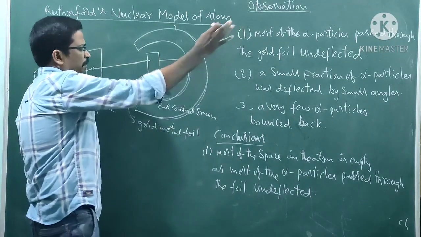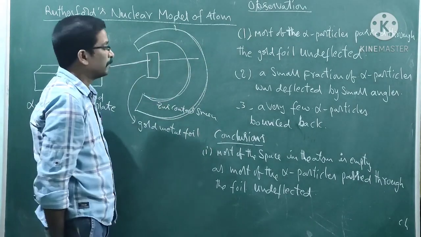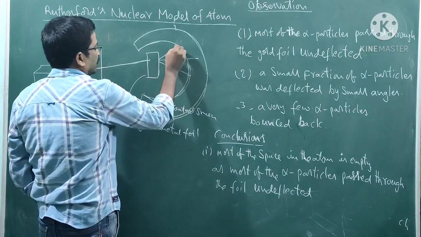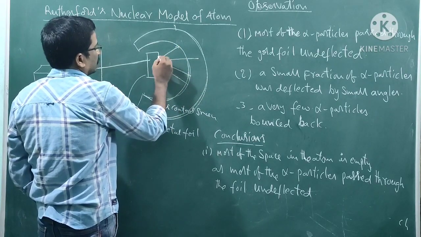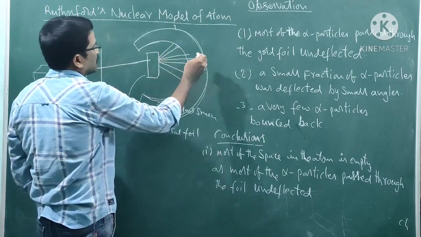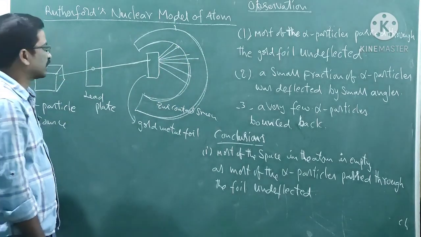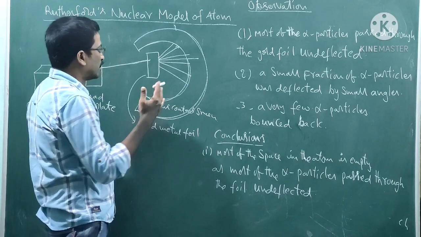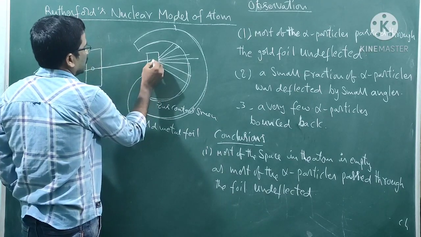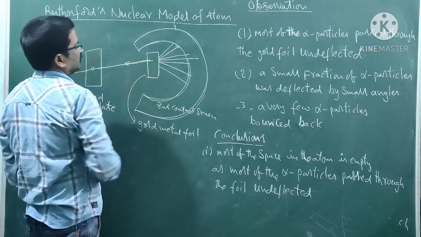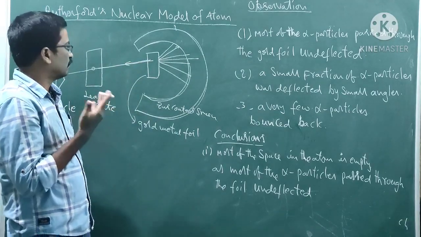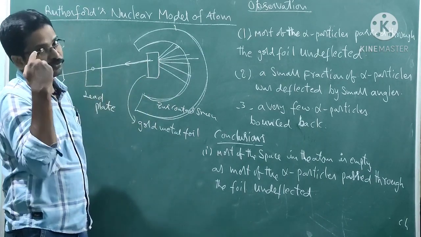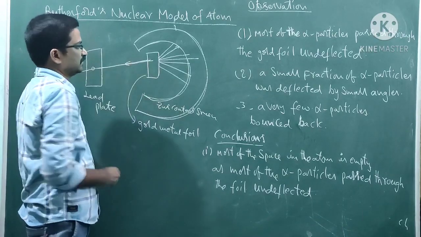Most of the rays are passed through this gold foil, but a few of them are deflected like this. And very few come back in the opposite direction. The number is only 1 out of 20,000 alpha rays that comes back.